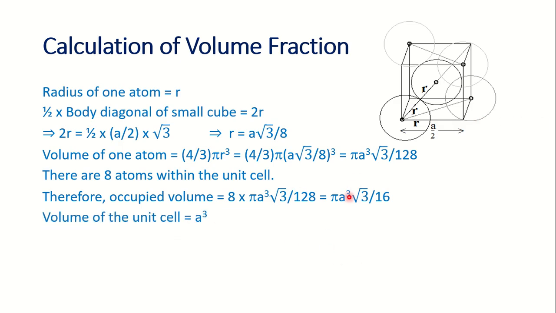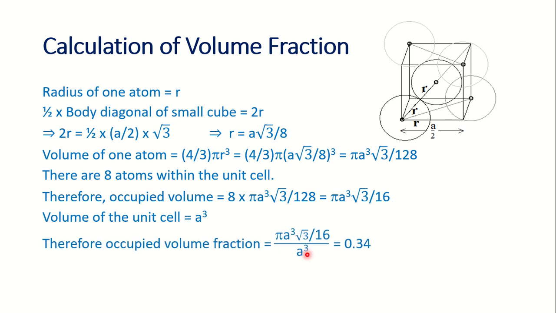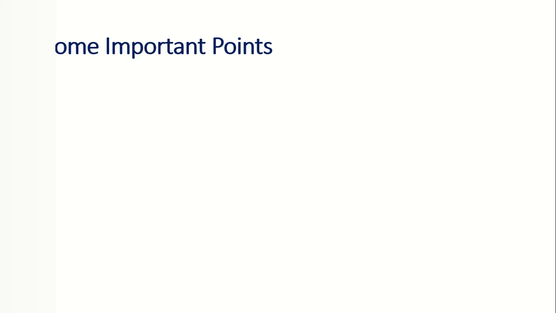Okay. Then the ratio of this one with this one is the occupied volume fraction. So occupied volume fraction is the occupied volume divided by the volume of the large cube. And this value is found to be 0.34. That means only 34% of the unit cell is occupied. Therefore, what should be the void space? The void space should be 66%.